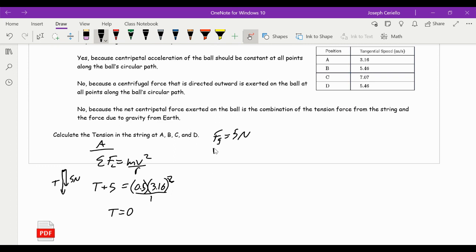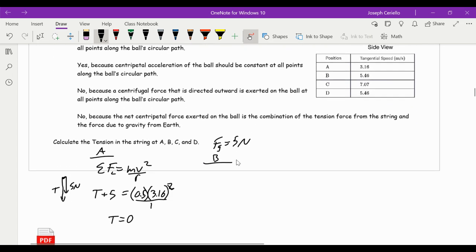So B, very similar. But for B, you'll notice the free body diagram looks like this. Tension points to the middle, and gravity points down. When I do the sum of the forces, I do not include the 5 newtons because it neither points in or out of the circle. Now, does that 5 newtons actually make this accelerate? Does it slow down? Yes. But I don't have to account for it in this equation.